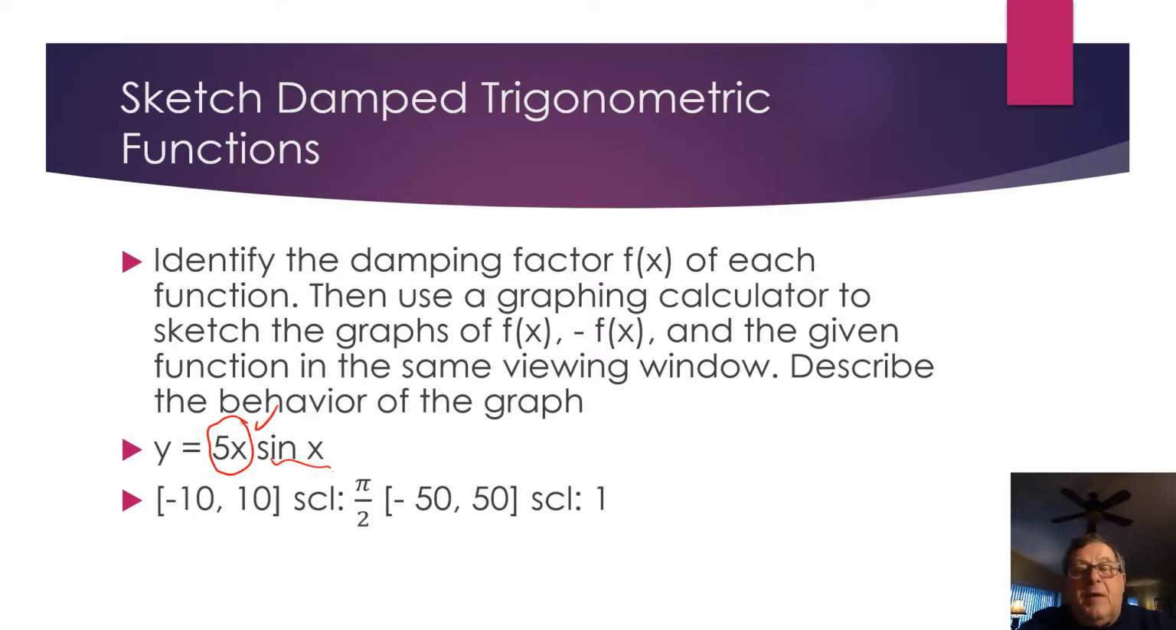Now I've got here how I set up my scale in my window settings for this particular function. If you're following along, and you should want to try this on your own, I set the x minimum at -10, x max at 10, I used a scale of pi over 2, and then my y minimum is -50, y max at 50, and the scale of 1. I'm going to do this particular one on the graphing calculator, and we got two other examples after that, but I'm just going to show you the viewing window as we graph the damped function, and then we're going to describe the behavior.